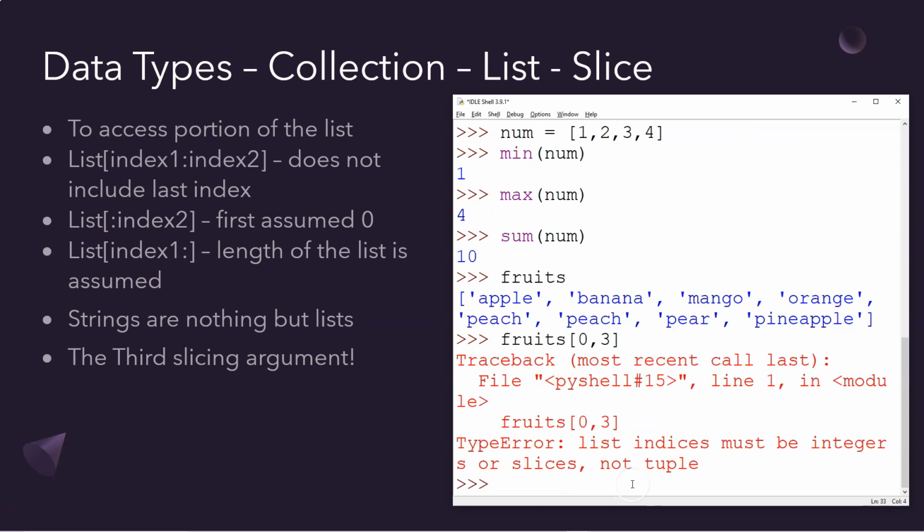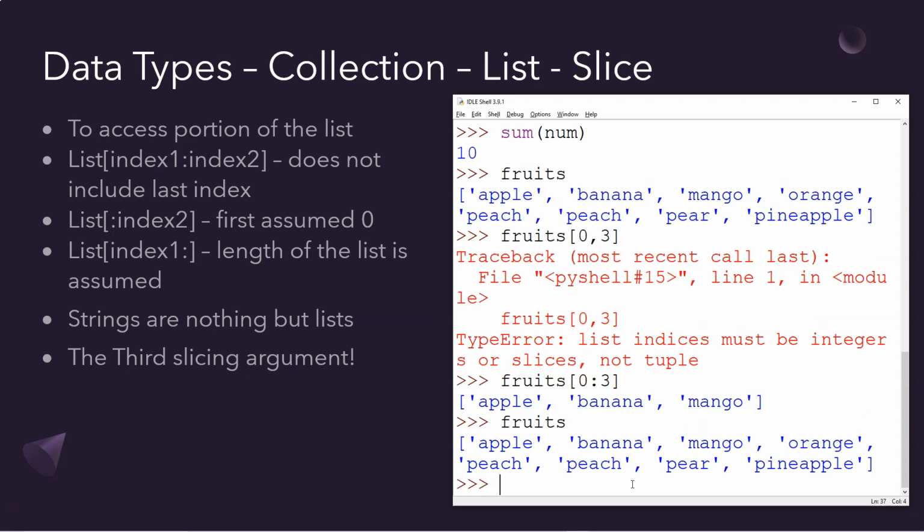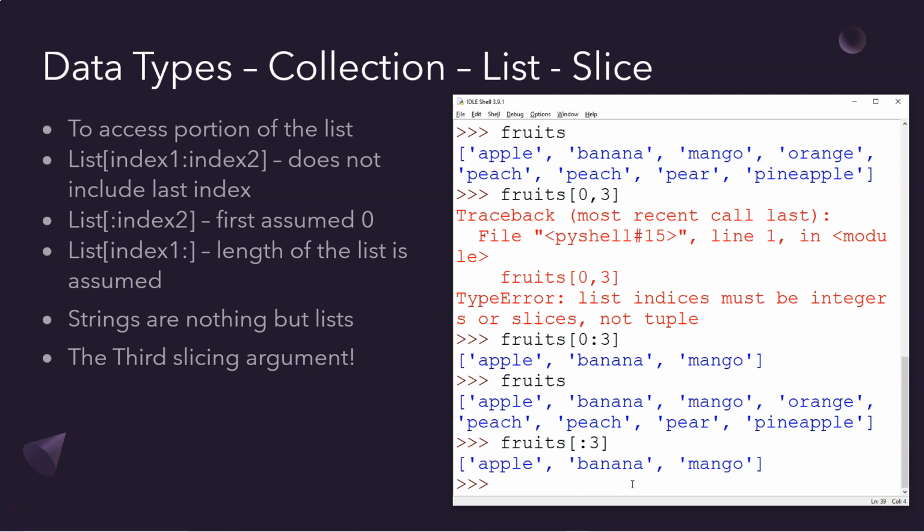Oh, we need to use the colon in that. So if we say fruits 0 colon 3, it will give me those 3. If you see, it does not change the main list. Fruits will still be the same, but it gives you a slice of it. And if we don't give any starting point, it will by default take it as 0. So if I say colon 3, it will automatically take the starting point as 0, and it will still give me the same thing. And if I don't give the end point, it will take the end point as the full list.